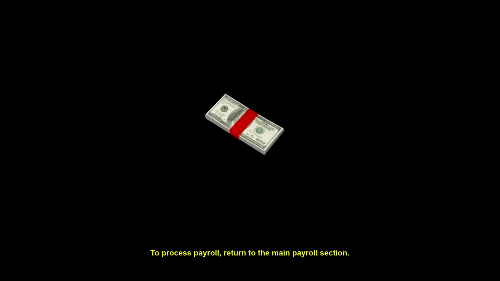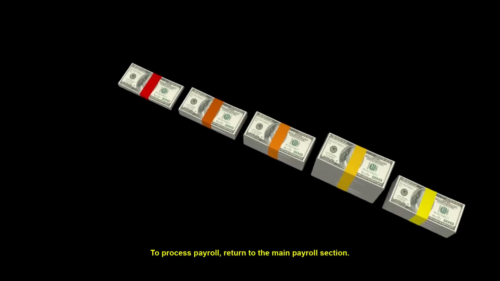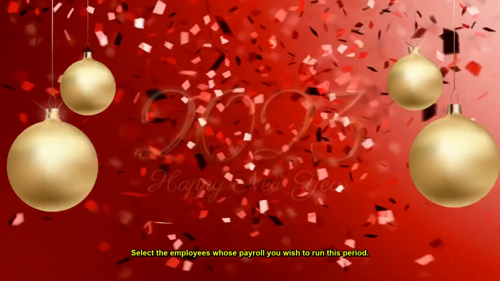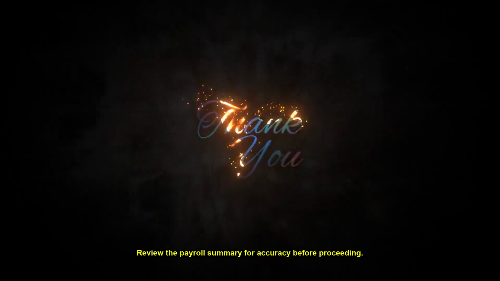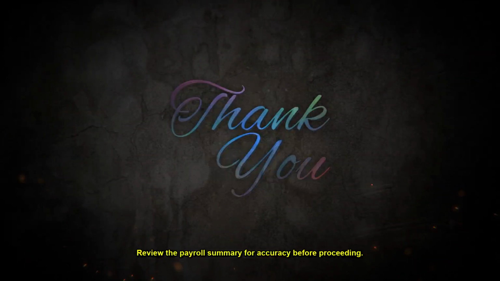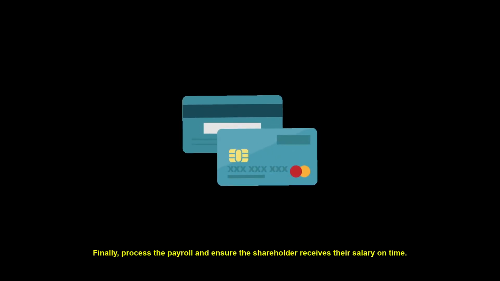To process payroll, return to the main payroll section. Select the employees whose payroll you wish to run this period. Review the payroll summary for accuracy before proceeding. Finally, process the payroll and ensure the shareholder receives their salary on time.